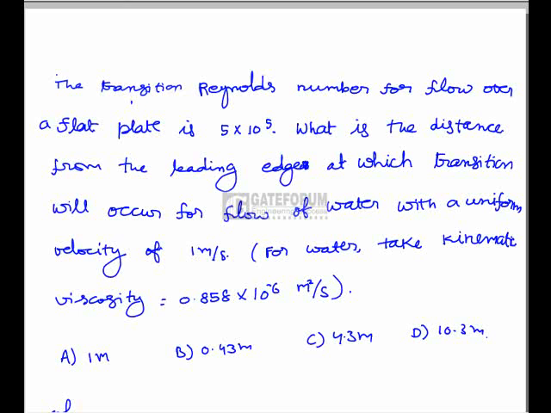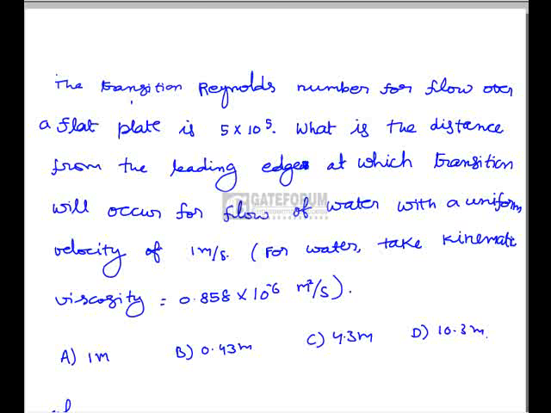The transition Reynolds number for flow over a flat plate is 5 into 10 power 5. What is the distance from the leading edge at which transition will occur for the flow of water with a uniform velocity of 1 meter per second? For water, take kinematic viscosity equal to 0.858 into 10 power minus 6 meter square per second.